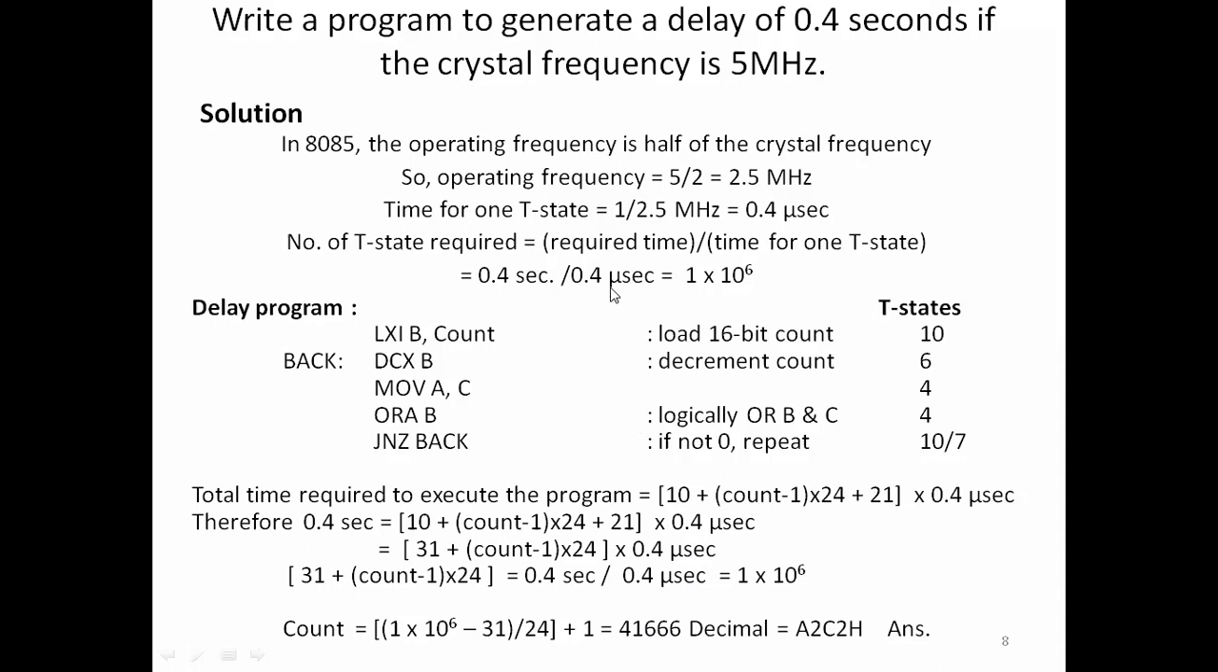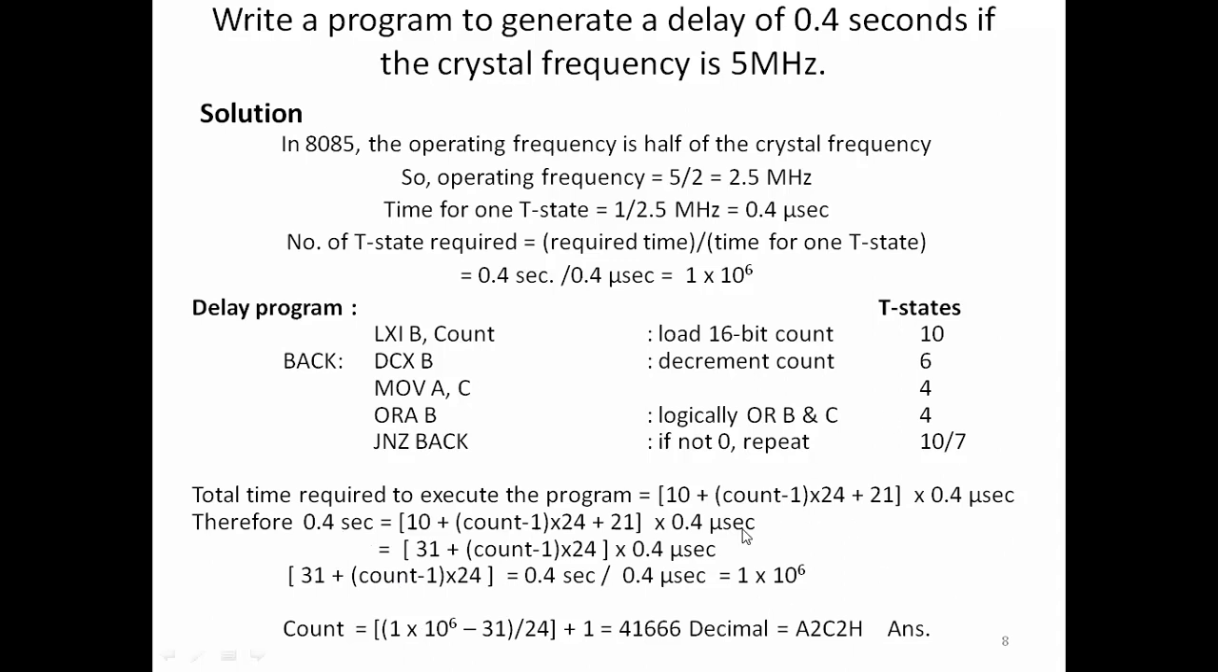So this will be the program, and with this program, since you want a 0.4 second delay, you will be getting the count value A2C2. Now, if we want this delay to be lesser or more, then the count value you get will be different. If in place of 0.4 second you require 0.04 second, or if you require 0.8 second, then the count value will be different. So depending upon the delay which we require, we will get a different count value.